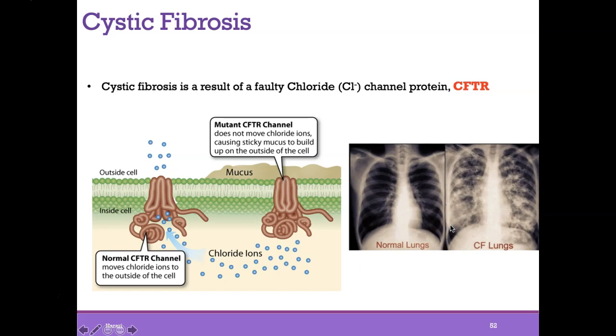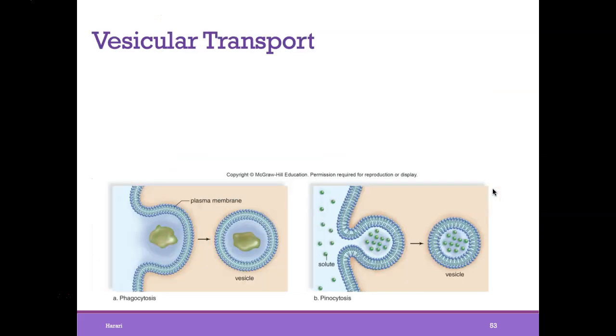And you can see over here, this is an X-ray of CF lungs. You can see how mucus is blocking the airways. So again, one protein that's defective can have drastic consequences on the whole body. So that's active transport.